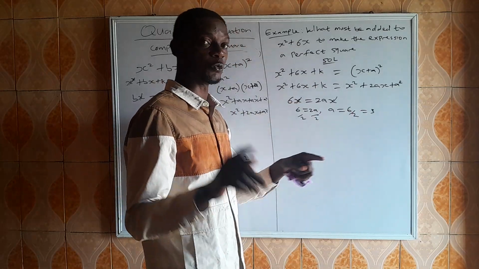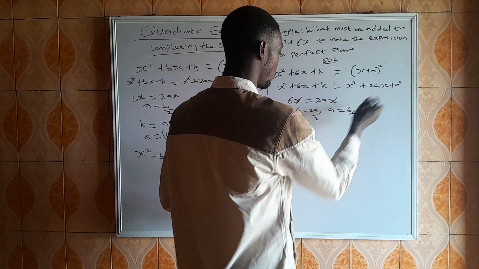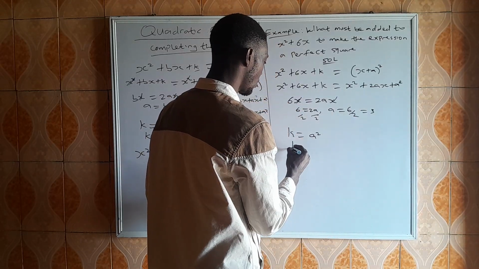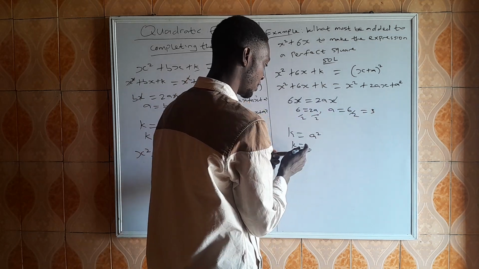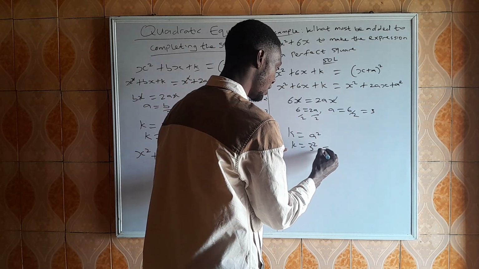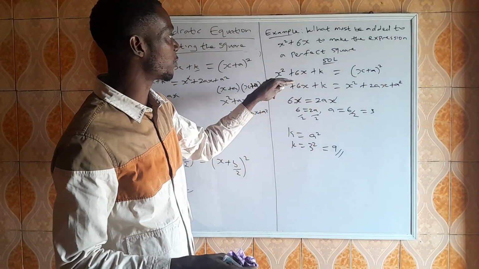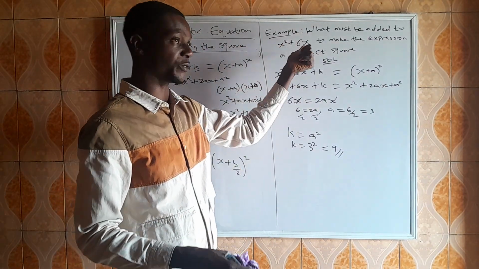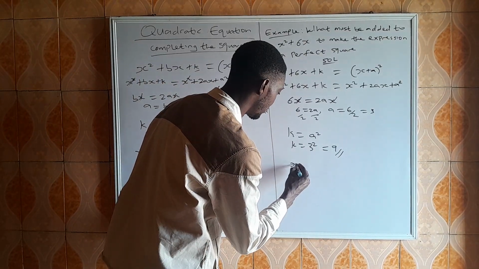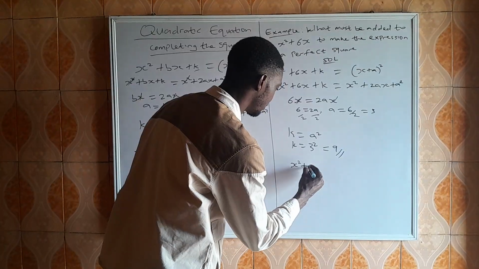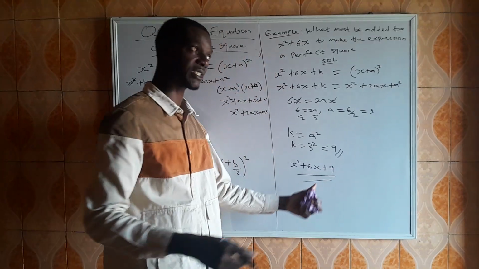And for the constant value which you are looking for, so you have k to be what? k will be equal to a squared. So k, and from here, we have already got our a to be equal to 3. That means k will be equal to 3 squared, and k will be equal to 9. So that means what must be added to this expression here, s squared plus 6s, to make it a perfect square, is 9. So you have s squared plus 6s plus 9 will be the complete expression.